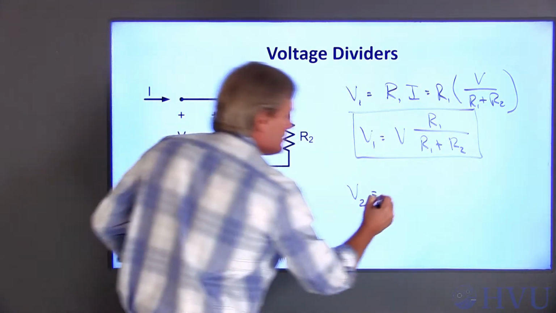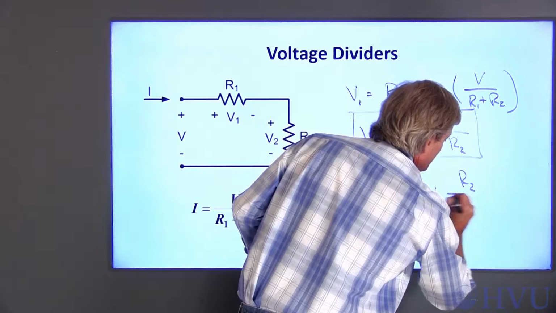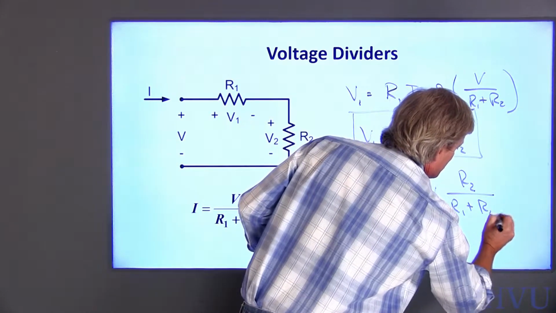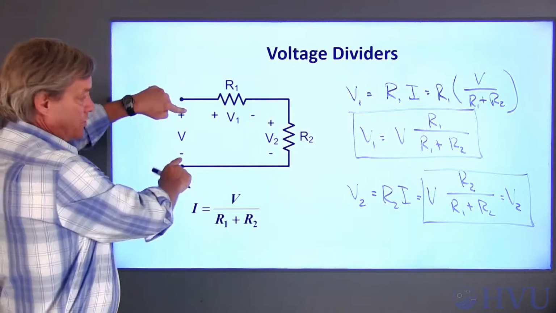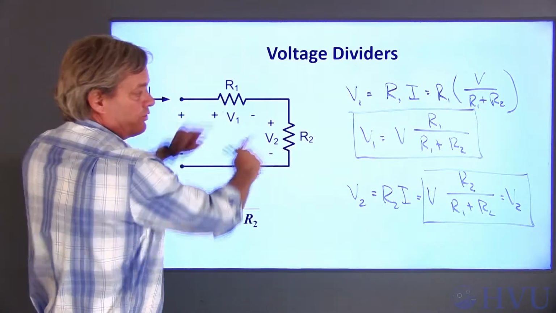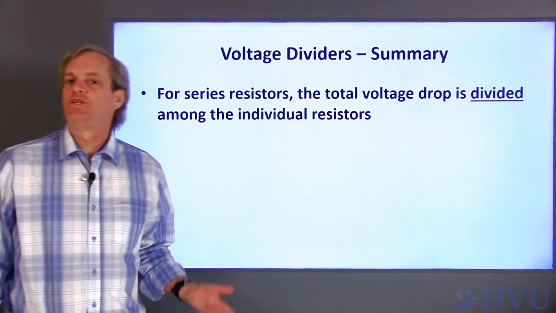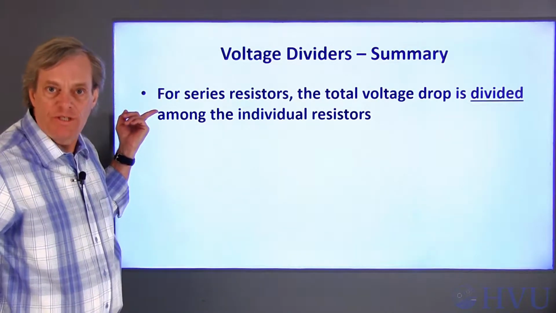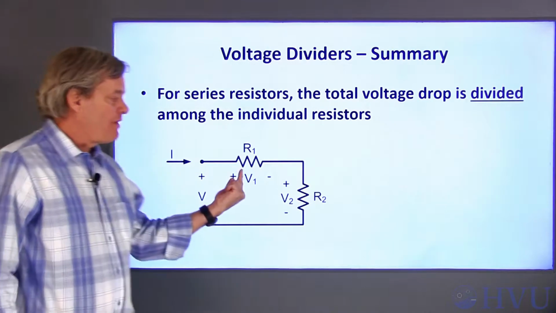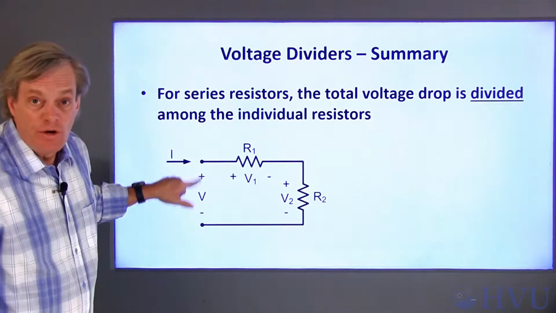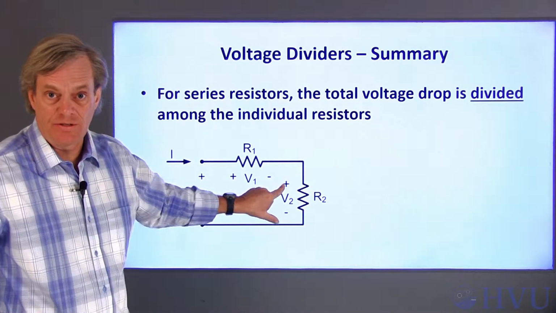Likewise, V2 is equal to R2 times I, which is going to be the total voltage V times R2 over R1 plus R2. So the voltage across V2 is the total voltage times its resistance over the total resistance. These two are voltage divider formulas. The voltage divider formula says that the total voltage across a set of series resistors is divided among the individual resistors. So if we have a pair of resistors in series in which we know the total voltage V, we can very easily determine the voltages across the individual resistors.